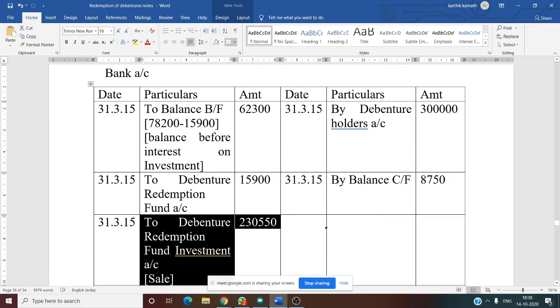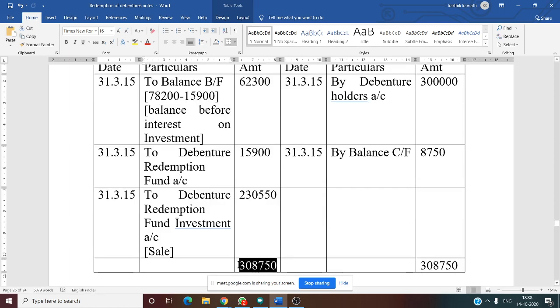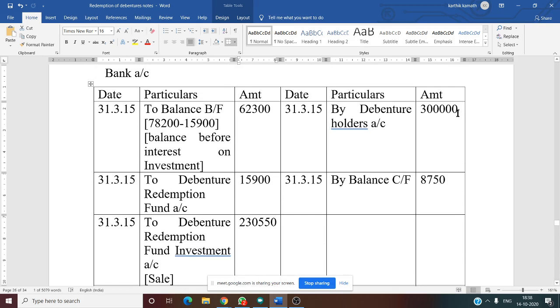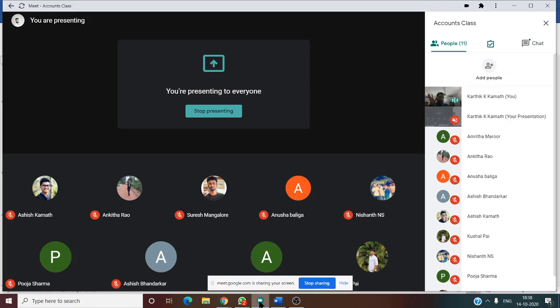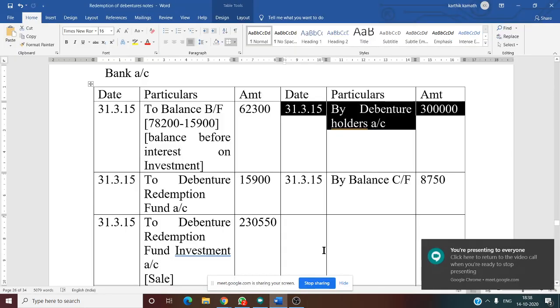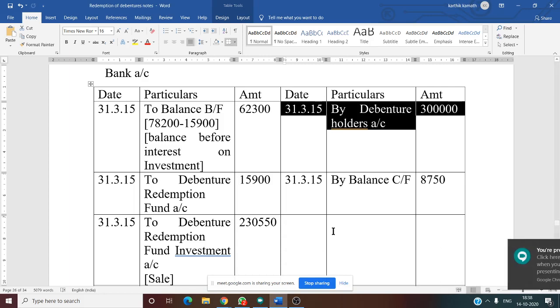So now we know the debit side total of the bank account. What is the debit side total? All the cash coming in is 3,08,750. Now there is only one adjustment on the credit side of the bank account, that is the payment made to debenture holders. In the question they have not mentioned whether the payment is made at premium or par. If nothing is mentioned, we'll assume it is made at par. The loan taken by the company is 3 lakh, so the company will return that 3 lakh. So 3 lakh is the payment made to debenture holders, with no premium.